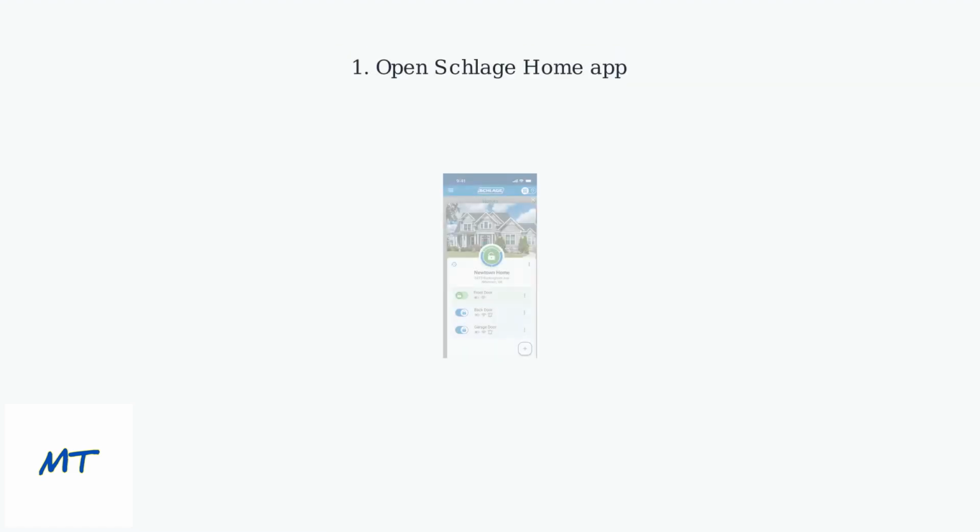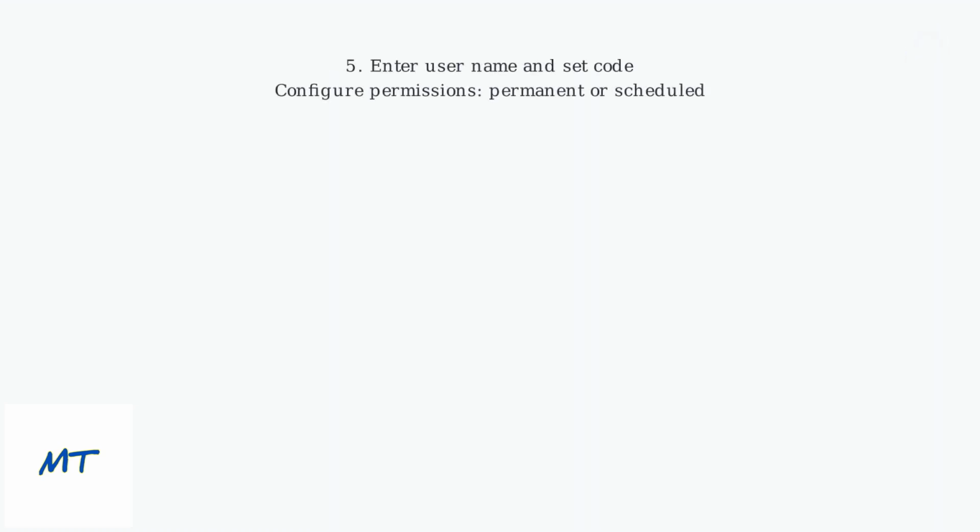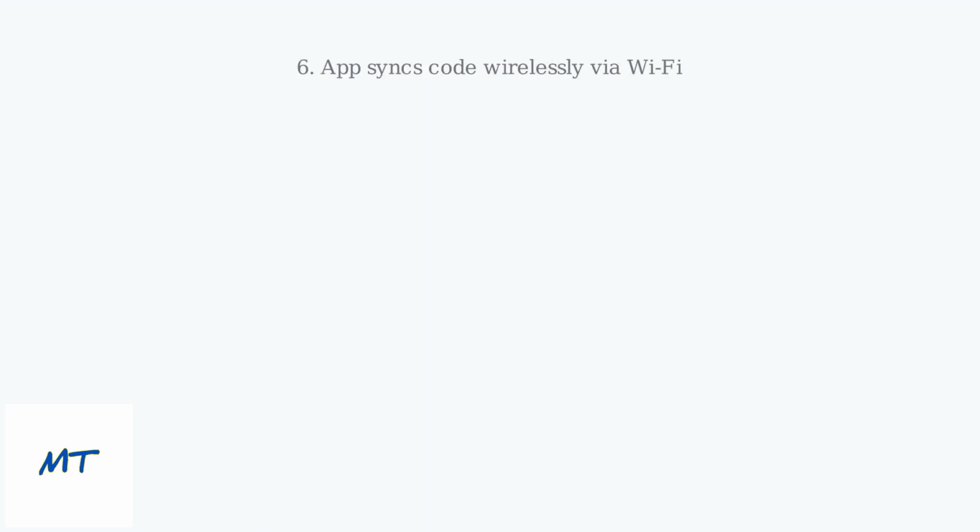First, open the Schlage Home app on your iOS or Android device. Make sure your Schlage Encode lock is already linked to your account in the app. Navigate to the Access Codes section in the app. Tap the Add button to create a new user code. Enter a name for the new user, set their desired numeric code, and configure permissions such as permanent access or scheduled access times. The app will sync the new code wirelessly to your lock via Wi-Fi or Z-Wave connection.